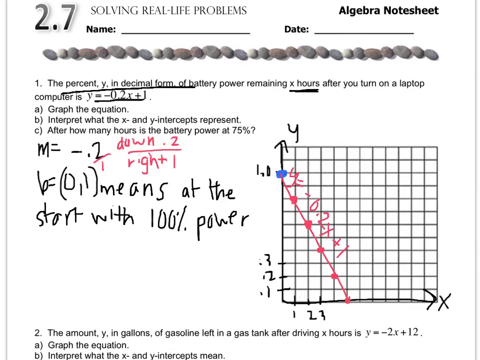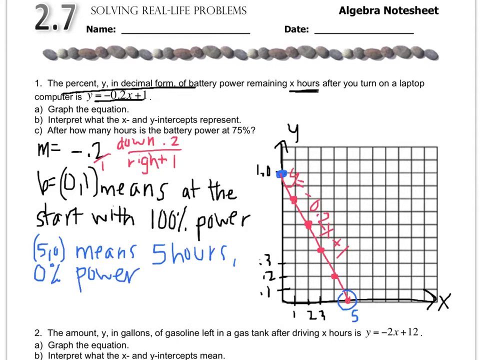Now look at the graph and find me the x-intercept. It's right here at 5. So 5, 0 means 5 hours, 0% power. Or you could have written your battery dies after 5 hours, or you have no power left after 5 hours. You don't have to be so robotic with your labels like I am, but you have to say something about 0 power and 5 hours.